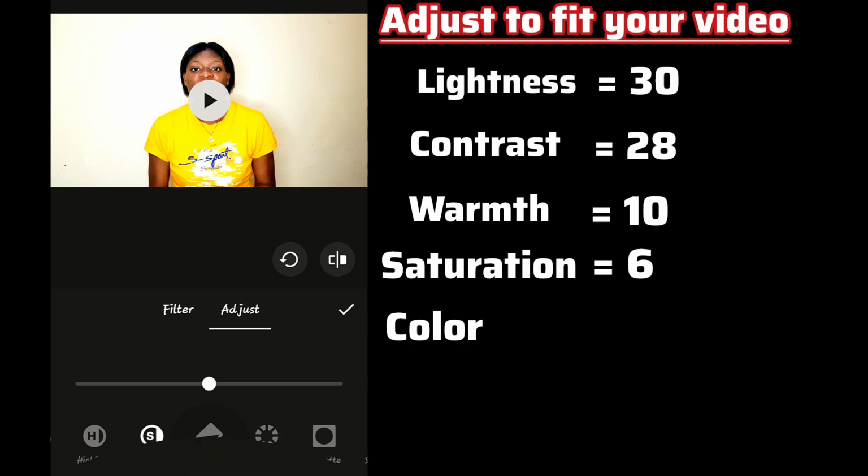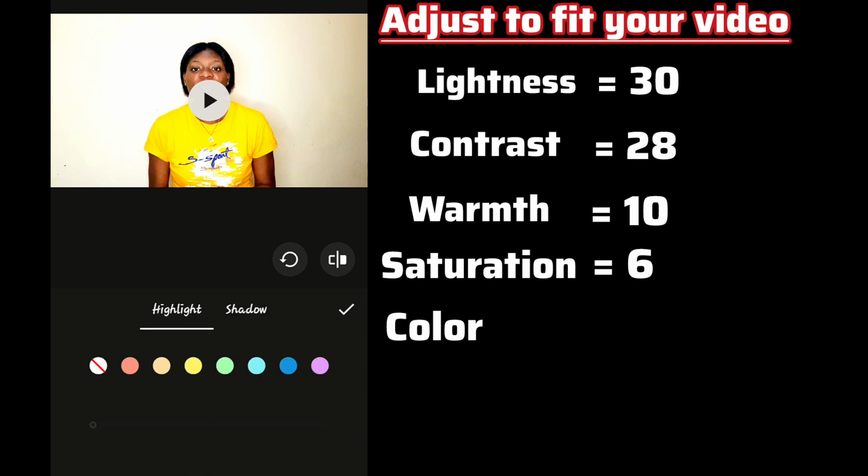So the next now is color. What color does is just to work with any color that is on your video. Like as you can see, I'm wearing a yellow shirt and my background is yellow. So what I do is I come to yellow here. I can increase it if I want it to be that sharp, or I reduce it. Can you see the difference?